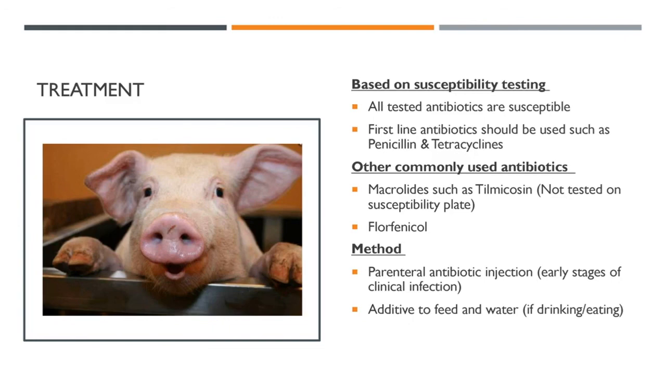Additionally, florfenicol can also be used to treat the infection. Antibiotics are usually effective in the early stages of clinically infected pigs. This can be done by injection of parenteral antibiotics in animals that are not eating and drinking. The more effective use of antibiotics occurs in the feed and water. This must be monitored and carefully administered as resistance can occur.